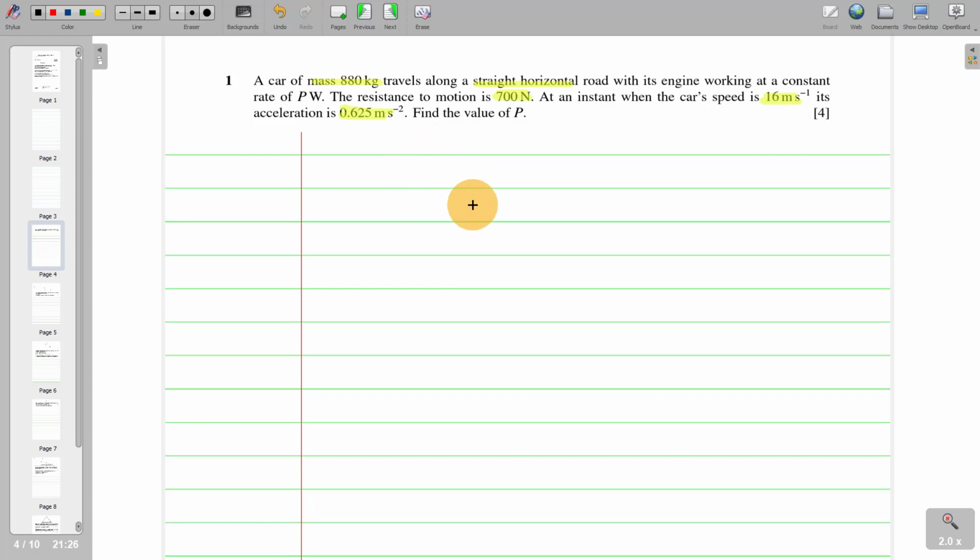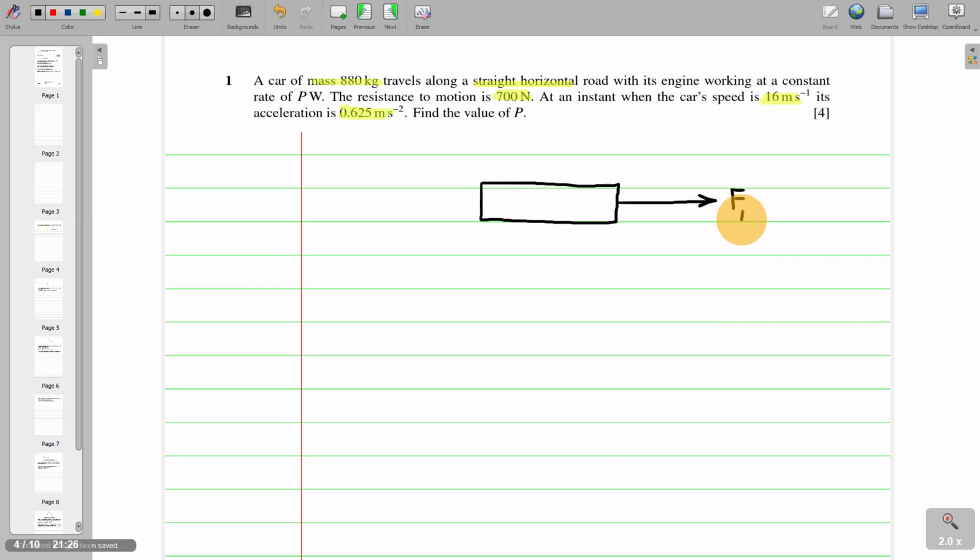I usually like to approach this kind of question by first of all drawing some diagram or a sketch. So I'm just going to draw this sketch that enables me to indicate the forces which are acting. For example, there will be the force due to the engine, which we are going to regard as the driving force, Fd. There is the resistance to the motion, 700 newtons. So this is resistance to the motion is 700 newtons.